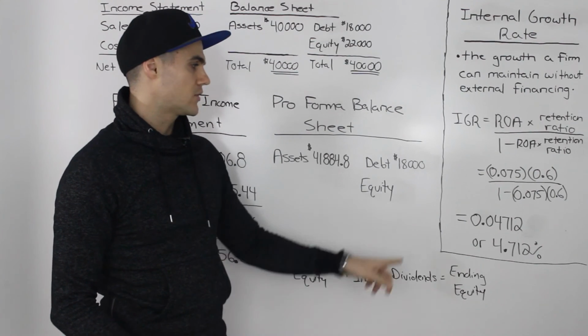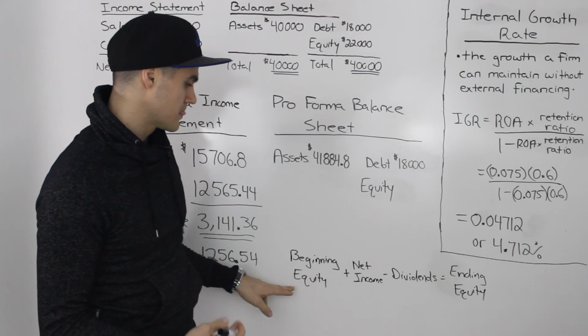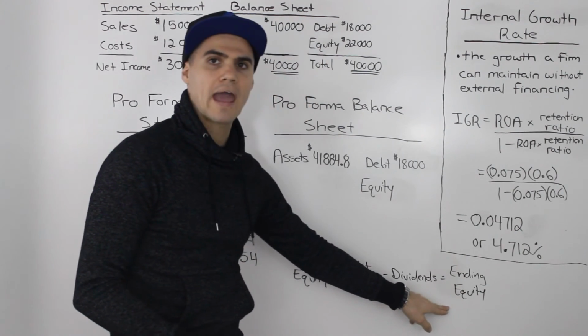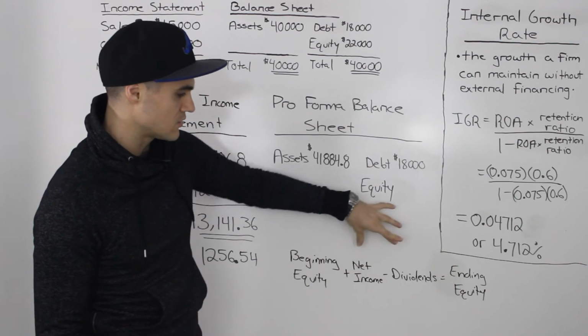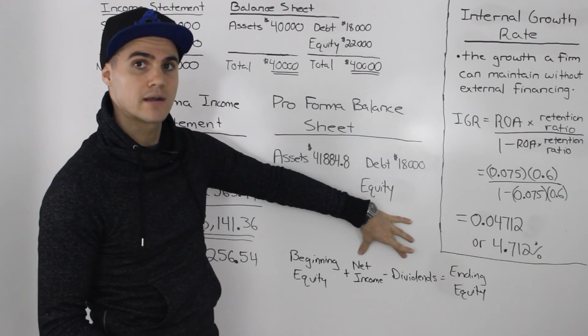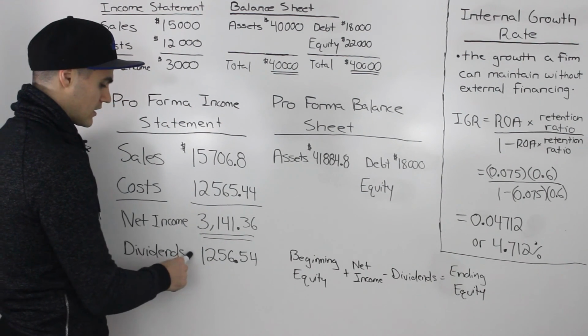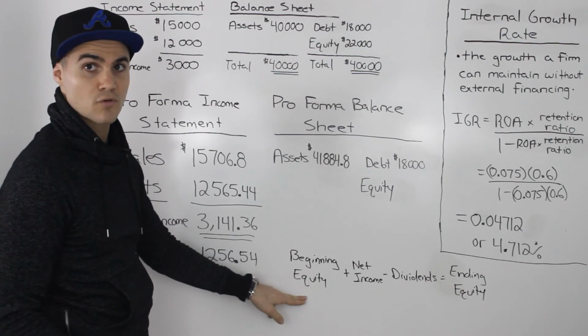And to find that equity figure in the balance sheet, we can use the formula that we've been using this whole chapter. So the beginning equity plus the net income minus the dividends gives us the ending equity. Or you can also rewrite it as the beginning equity plus the retained earnings, because that net income minus dividends gives you the retained earnings. But in this case, we only have the net income and dividends. We could have found the retained earnings by subtracting these, but let's just use this formula for now.